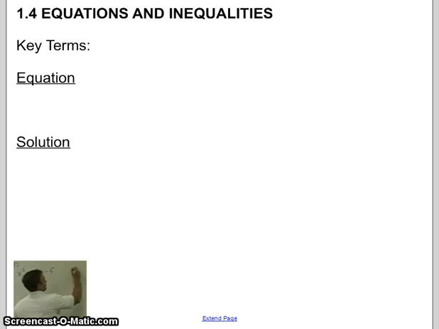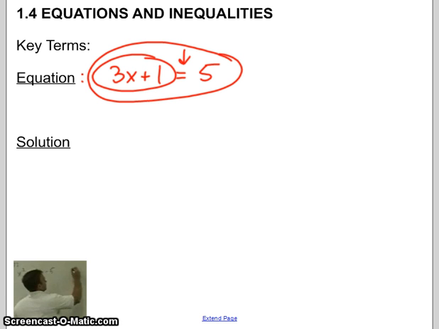Alright, first, what is an equation? An equation is any expression that equals another expression. In other terms, we say that an equation is a statement found by placing an equal sign between two expressions. So we have an expression that equals another expression. So that is an equation. Equal sign, expression, that's an expression. An equation is this whole thing right here.